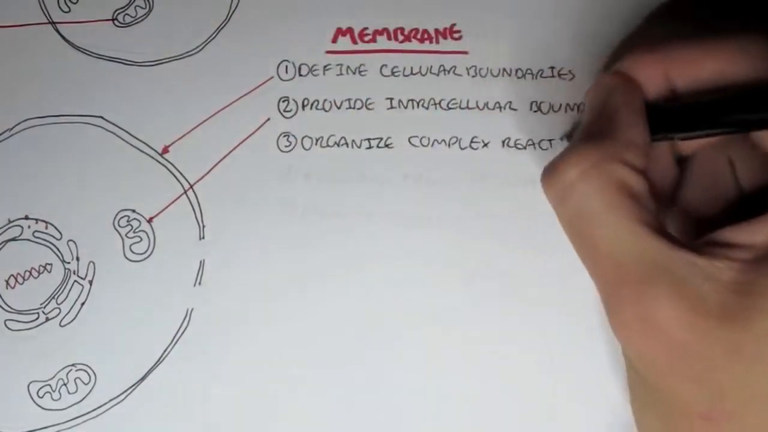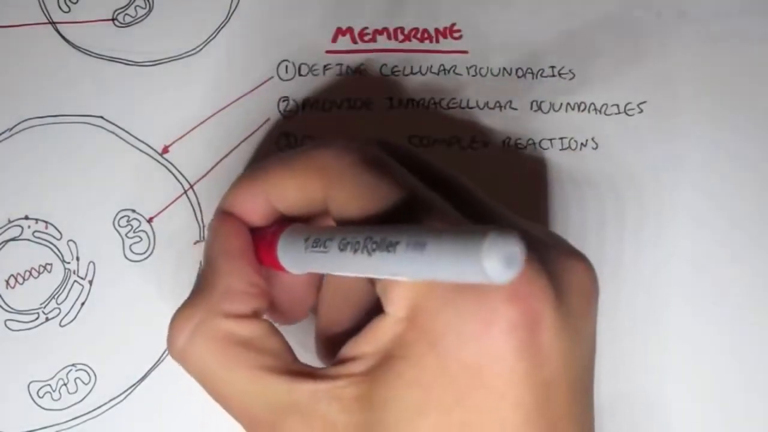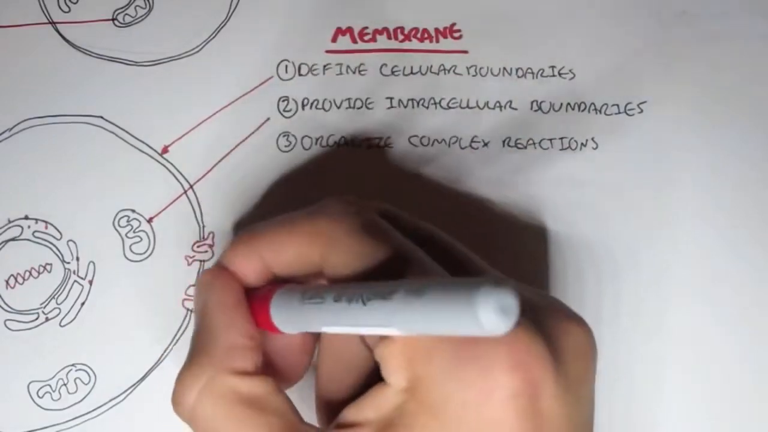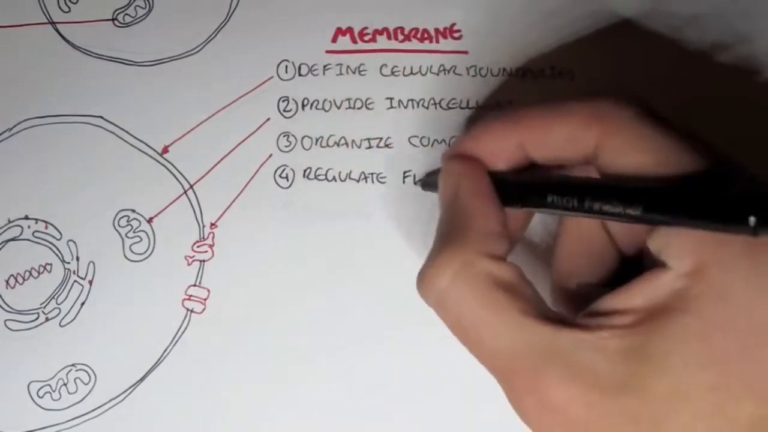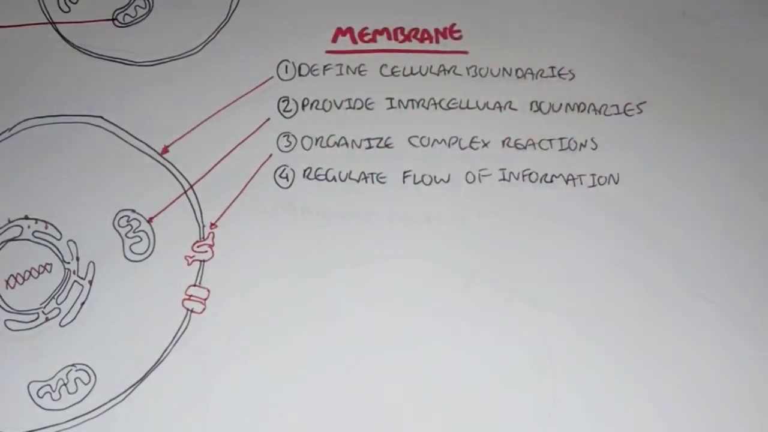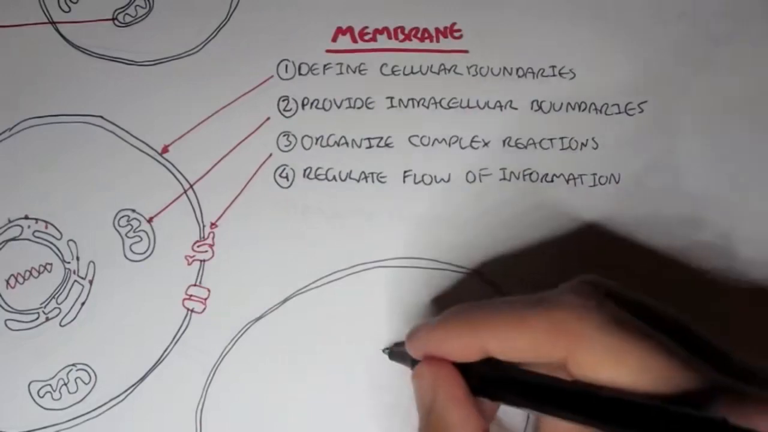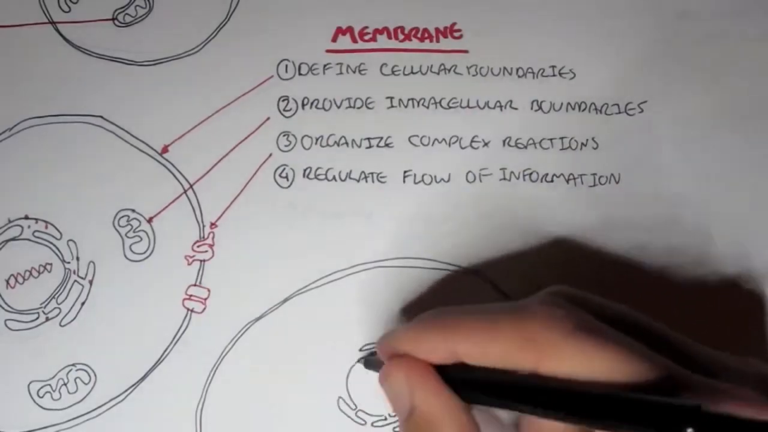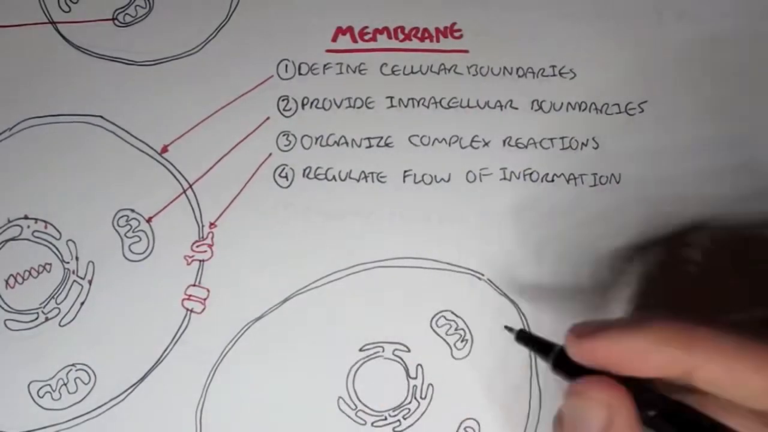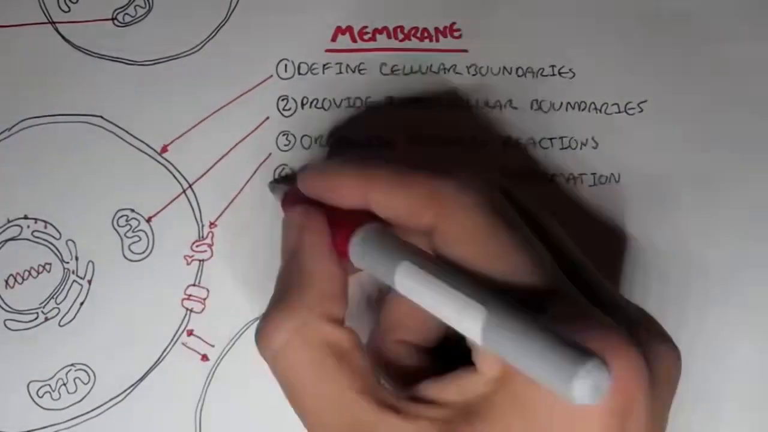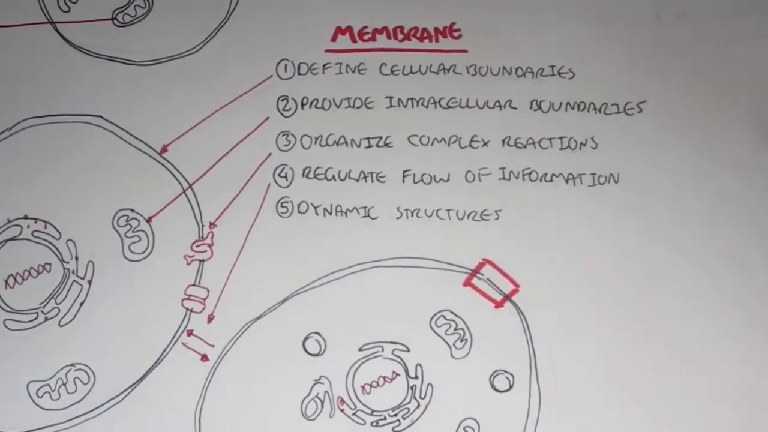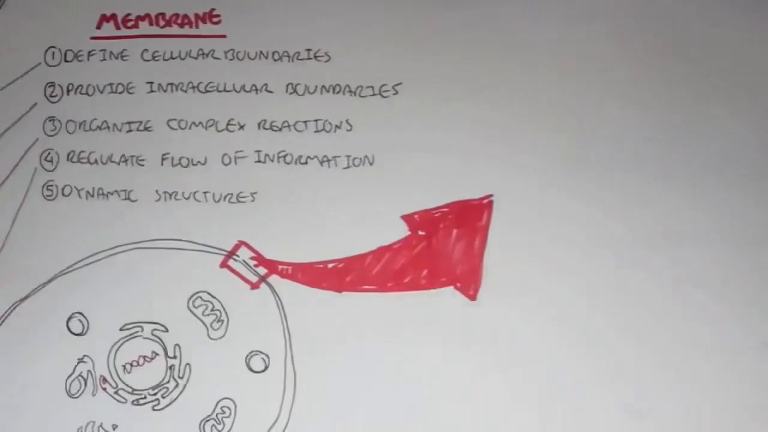Now 3, it can organize complex reactions, such as the receptors, ion channels, for example. 4, it can regulate flow of information. So it can send out signals as cytokines and communicate with other cells, receptors, etc. And lastly, 5, they have dynamic structures, and we'll talk about these later on. But for now, let's zoom into the cell membrane.